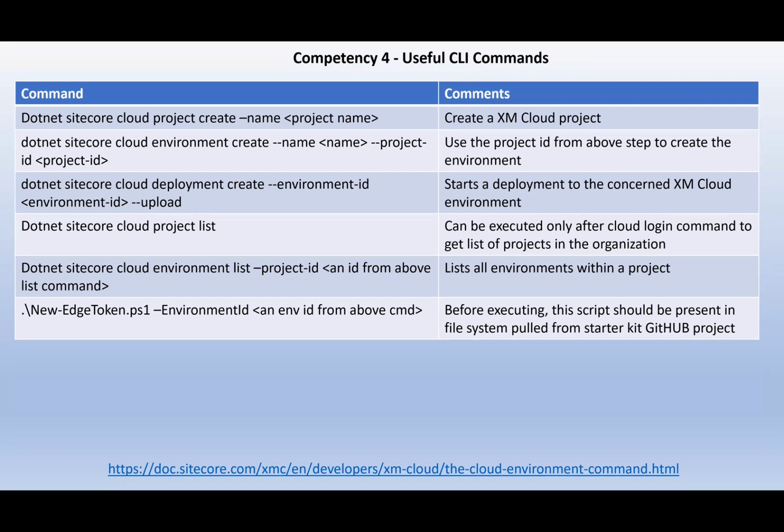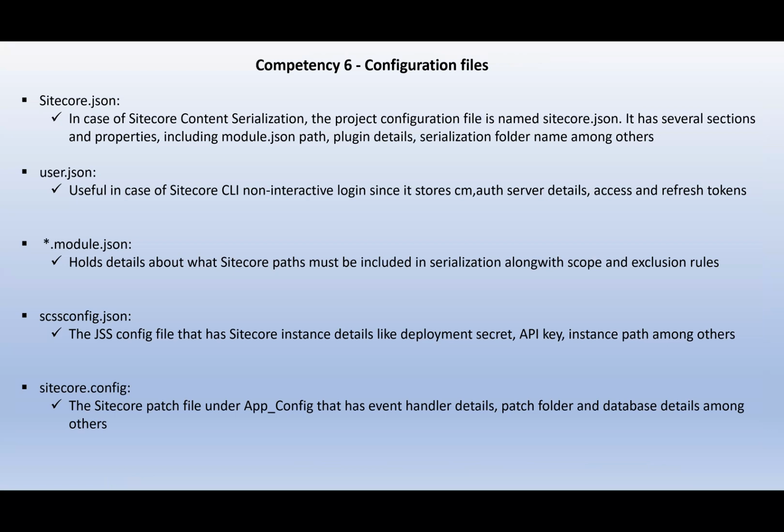So next, some of the important configuration files. Sitecore.json is a project configuration file, very specific to Sitecore content serialization. It is the project configuration file, which is closer to the developers. It has several sections and properties, including the module.json path. You specify the generic path, right? And then you specify, my module.json is two folders down.